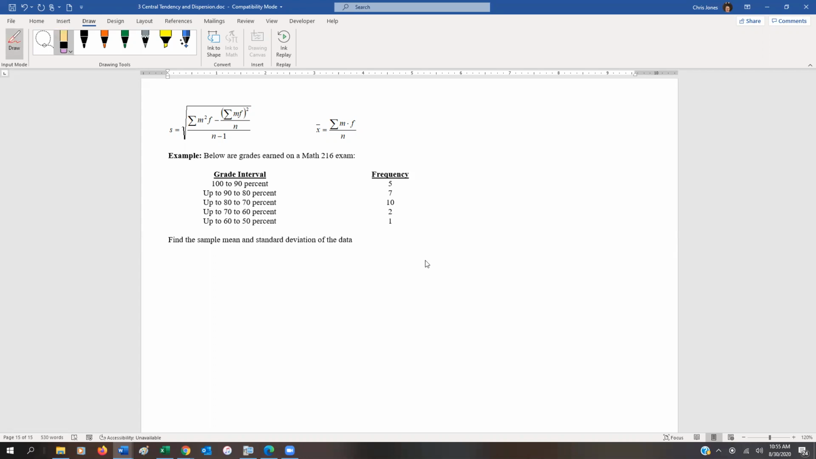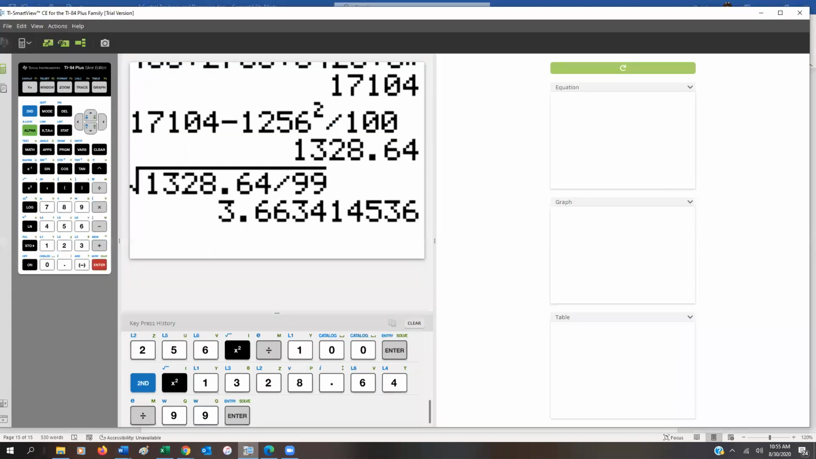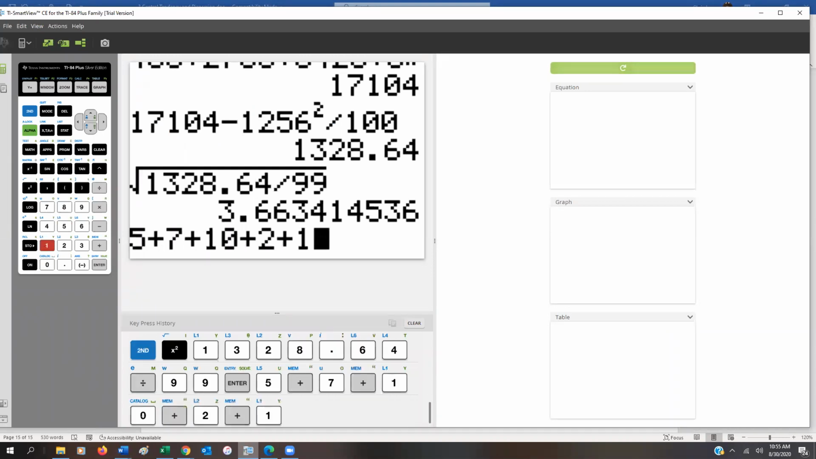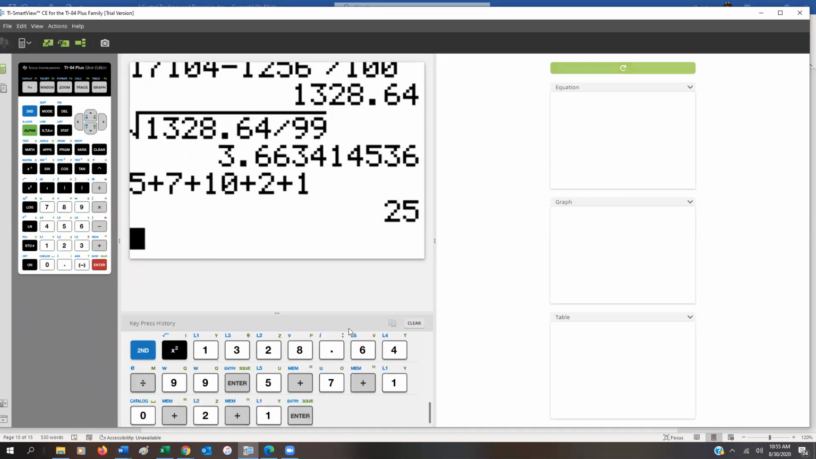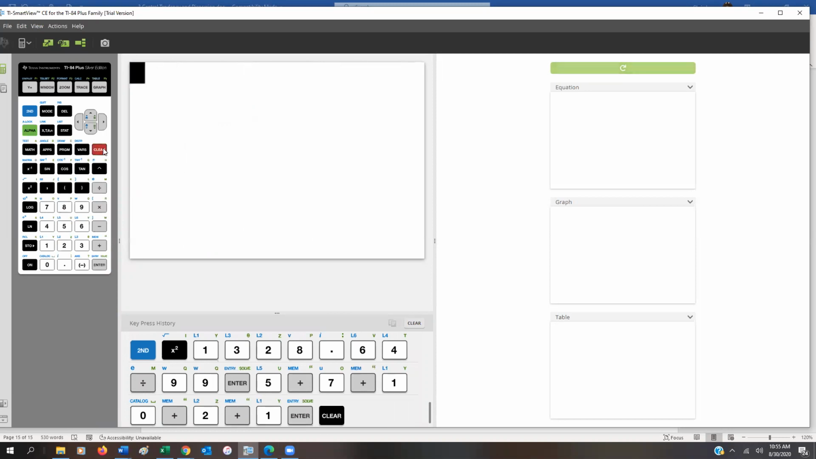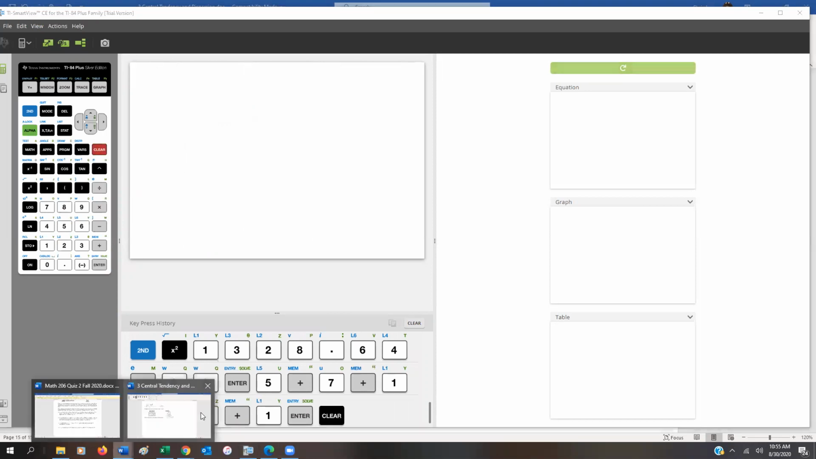First thing we're going to do is get n. We're going to add these up: 5 and 7 and 10 and 2 and 1. So n is going to be equal to 25. If you don't believe me, you could go into your calculator, 5 plus 7 plus 10 plus 2 plus 1, and that gives us 25 as well. If you don't believe that, well, you might have some trust issues.